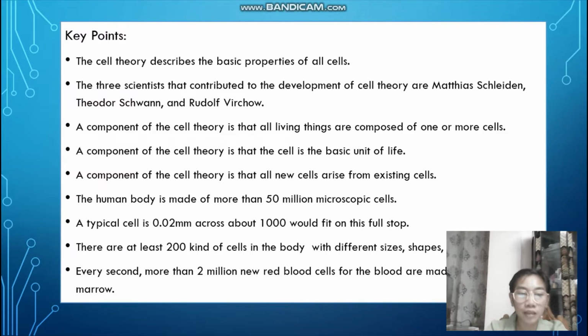And the human body is made up of more than 50 million microscopic cells. Typically, a cell is 0.02 millimeter across; about 1,000 would fit on this full stop. There are also at least 200 kinds of cells in the body with different sizes, shapes, and functions. And lastly, every second, more than 2 million new red blood cells are made by the bone marrow.